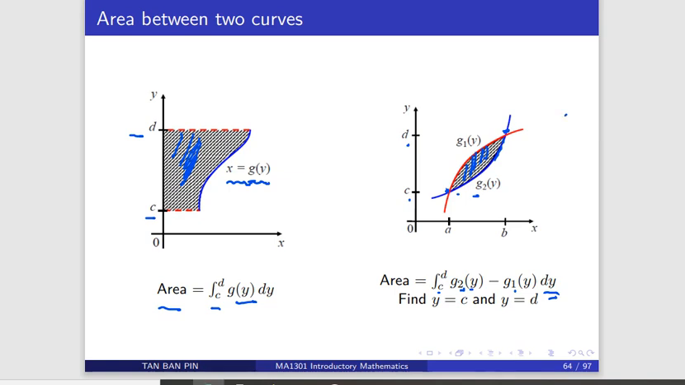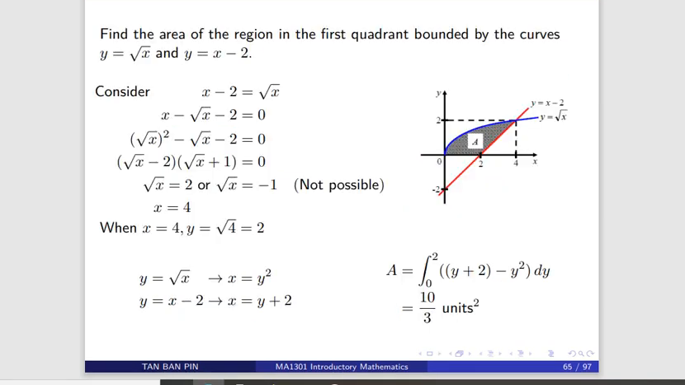Let's look at an example. For the same example we looked at just now in the previous video, find the area of the region in the first quadrant bounded by y equals square root x and y equals x minus 2. So you equate x minus 2 to square root x, like what I did in the previous video. You get x is 4 as an intersection point. And when x is 4, you can work out y. y is just square root of x, which is square root of 4, which is 2.